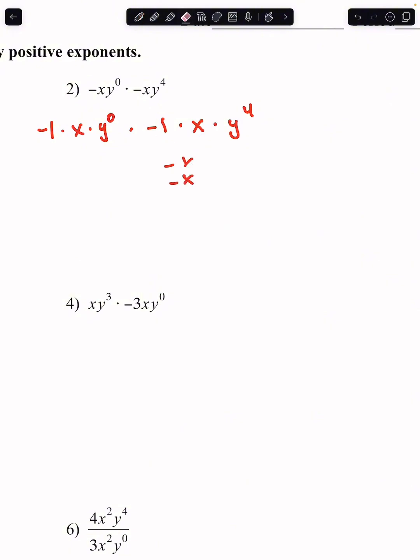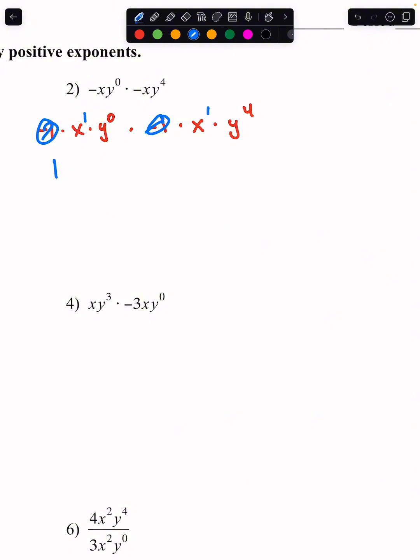So let's erase that. Now, let's just see what happens here. So -1 times -1 is just +1. And if I have x to the 1 here and I have x to the 1 there, and remember our rule, if we multiply x's, we're adding the exponents. This is y to the 0, don't need that. And then I just have a y to the 4. So this is my answer. Or you can write it without the 1.